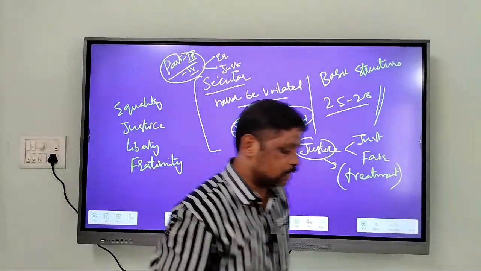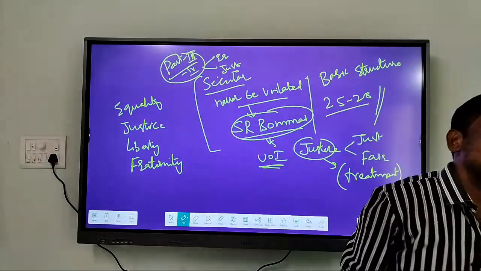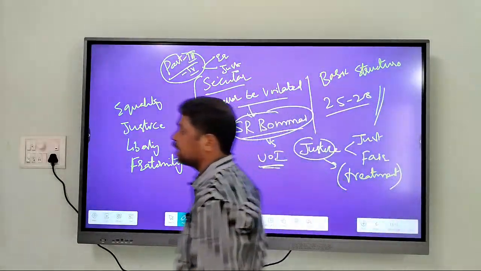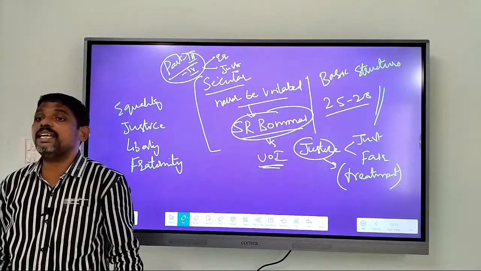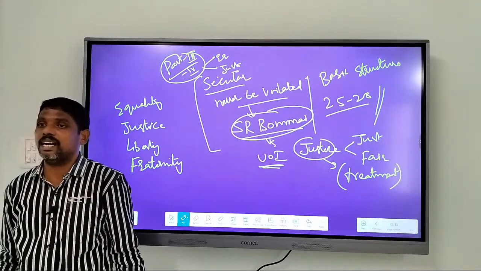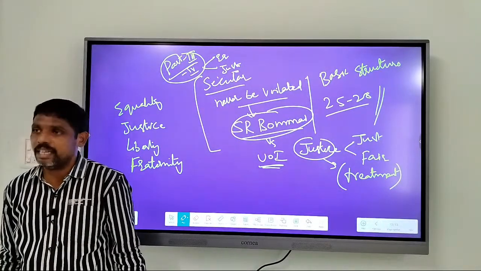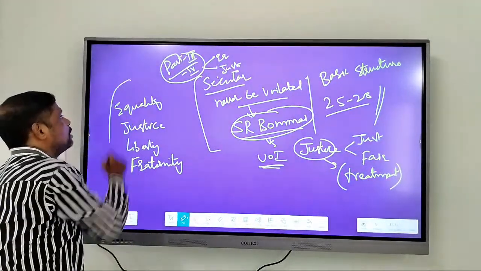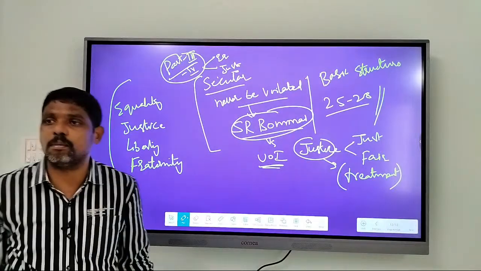It is single citizenship that promotes the aim of providing unity and integrity within India, unity among all the Indians. That is what fraternity is. So these are different elements and different words within the preamble.